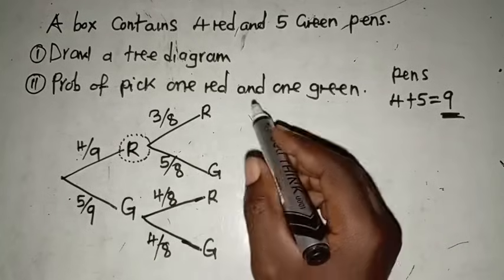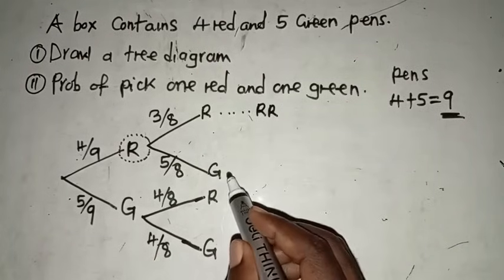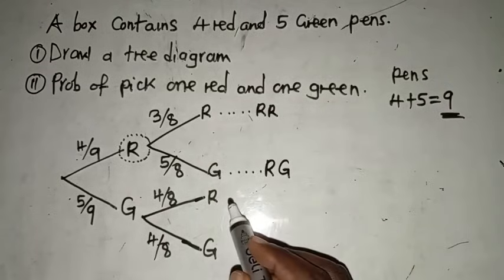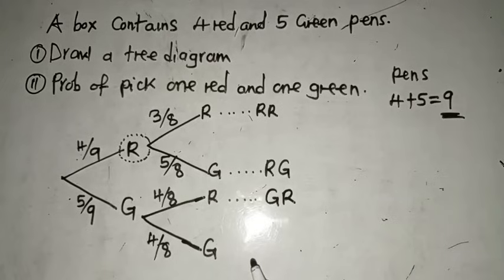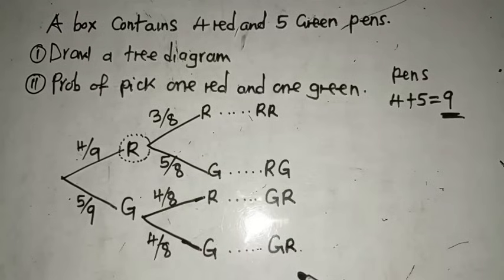So we know this is red, red. I put there red, red. This one that is here, this is red, green. This one that is here, this is green, red. This one that is here, this is green, green. So these are the outcomes. This is what I'm supposed to do.